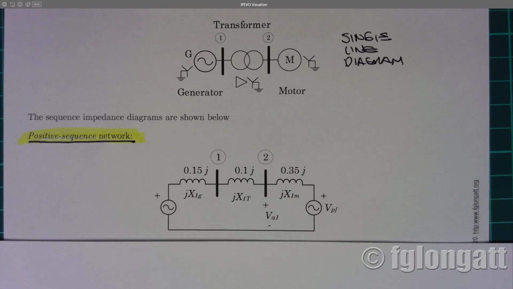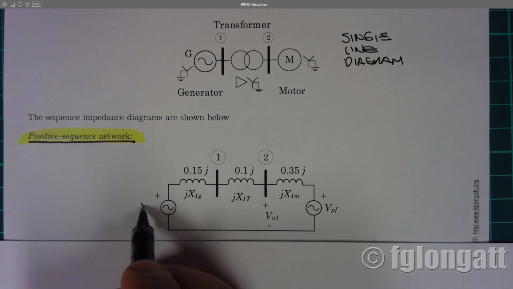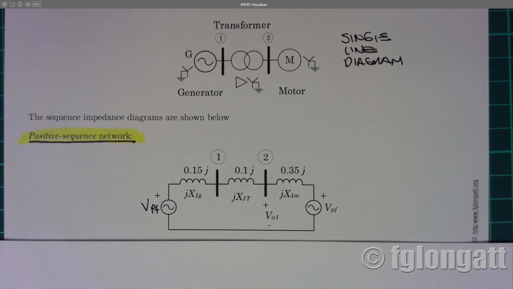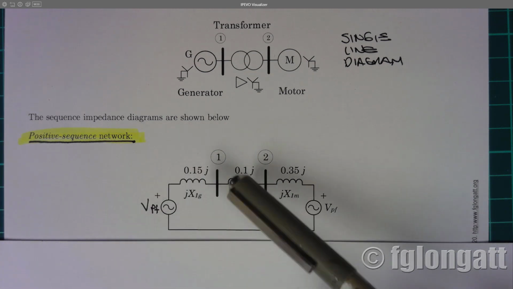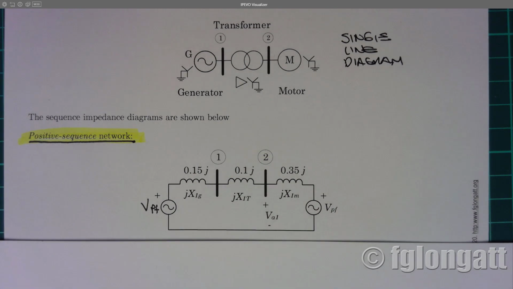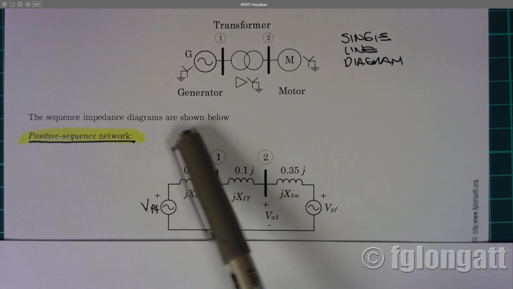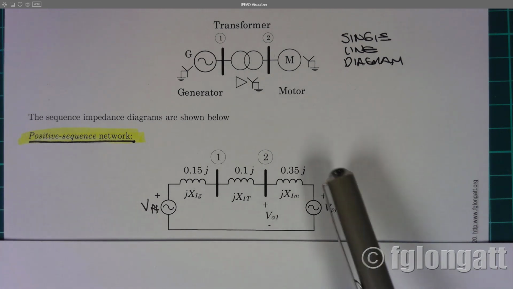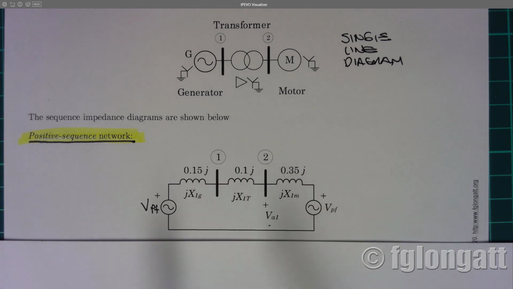For positive sequence, the models are extremely simple because the positive sequence representation, line to neutral representation for a synchronous generator is the most basic system. It's basically the voltage behind the reactance. In this case, this is the positive sequence reactance of the synchronous generator.